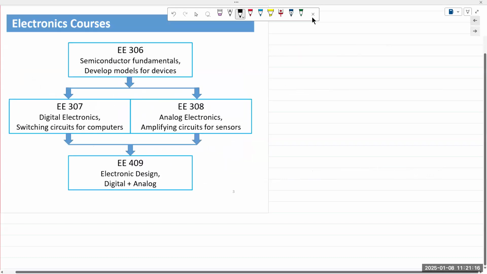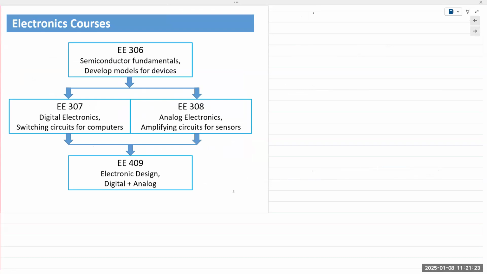All right, so the electronics courses that you will take: 306. 306 is where you learn about some semiconductor fundamentals. You will develop models for your devices, right? And you will analyze these models for the use case scenarios. And then next quarter, you will take 307. The quarter after that, you would take 308. It's one academic year, exactly the same as 113, 211, and 212.